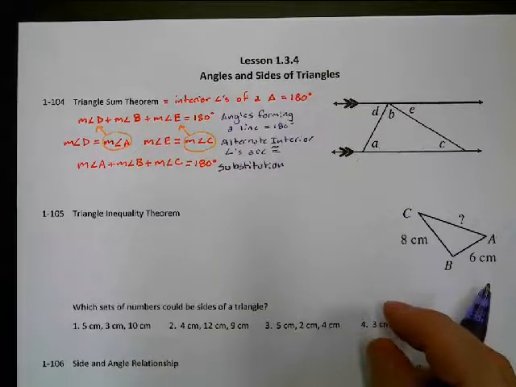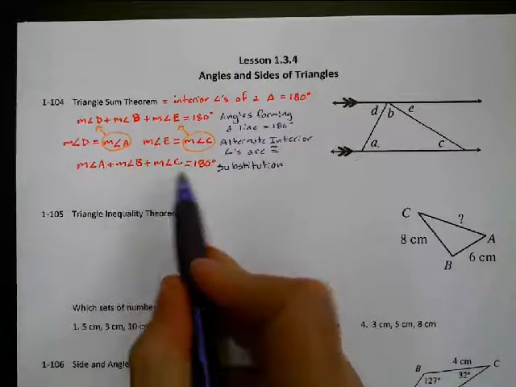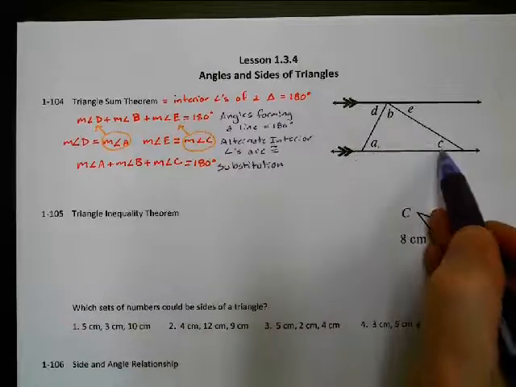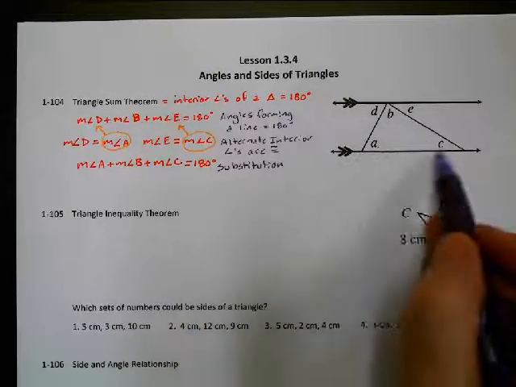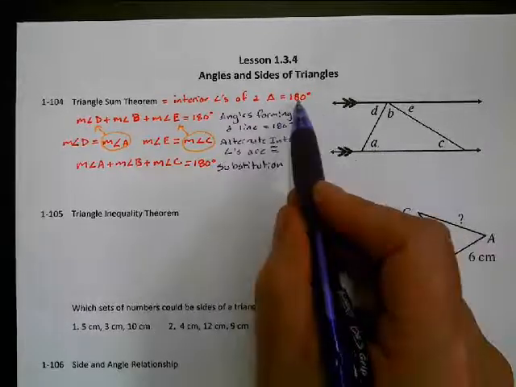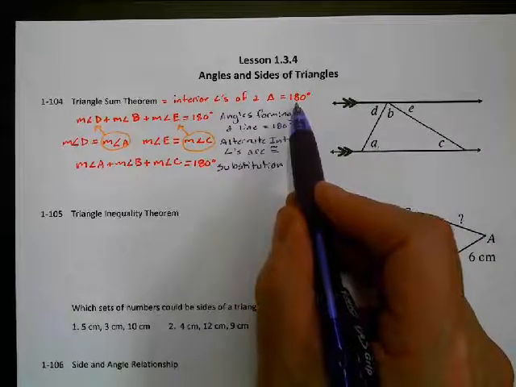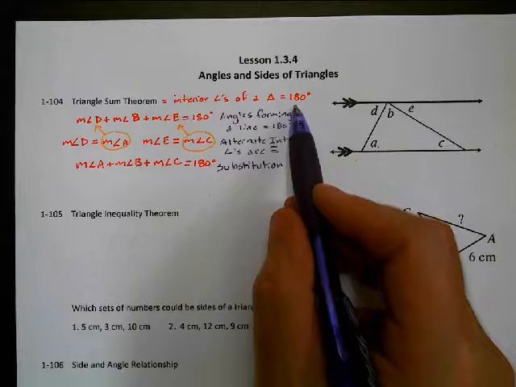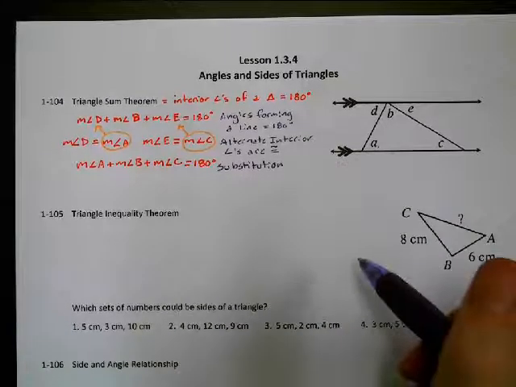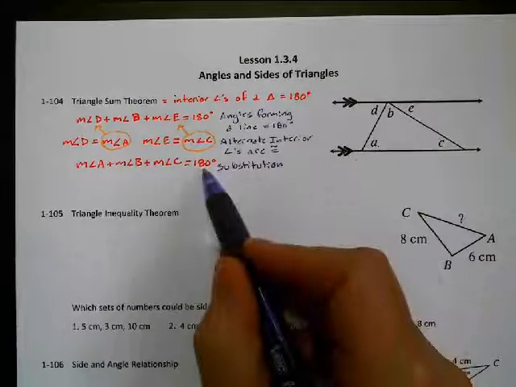Now what do we have? We have A plus B plus C equals 180. A, B, C, 180. Those are the three interior angles of the triangle, and they add up to 180, just like they said they did. So we have proven mathematically that that has to work. The interior angles of a triangle always add up to 180 degrees.